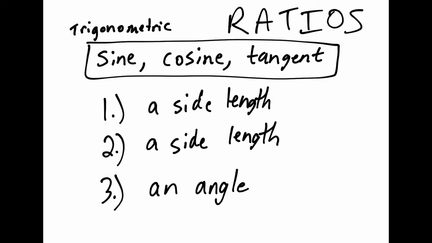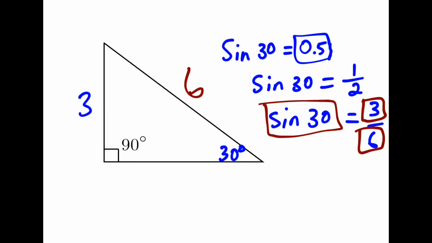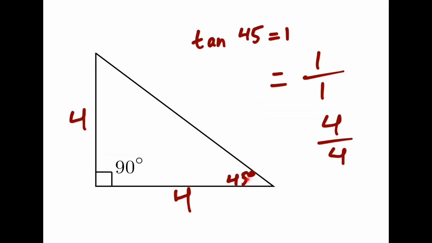Out of these three items, you'll be given at least two in a problem, and you'll have to find the other one. If you put sine 30 into your calculator, you get 0.5. Another version of 1/2 is 3 over 6, because what the sine of 30 actually means is if you have an angle over here that's 30 degrees, and this side is 3, this side has to be 6. 3 over 6, 1/2.